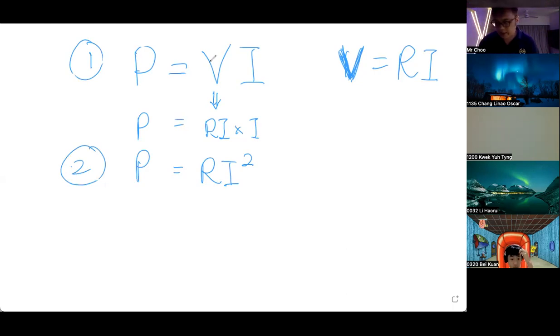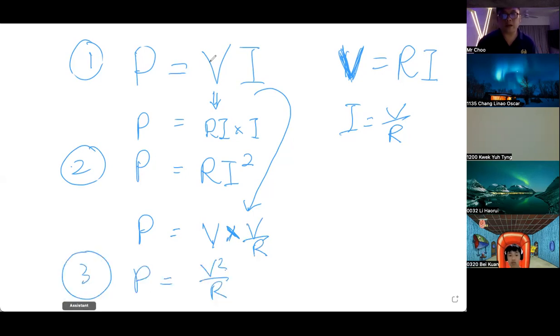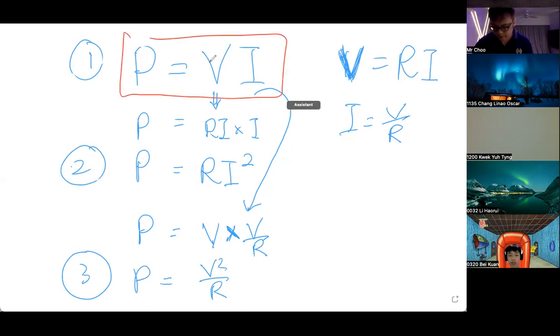Okay, let me rearrange this. I is also equal to V over R. So can I change the I to V over R? So power is also equal to V times V over R, and therefore power is equal to V squared over R. So these 3 formulas, 1, 2, and 3, are equivalent. They are the same. Okay, I'm going to box them up again. These 3 formulas are the same.